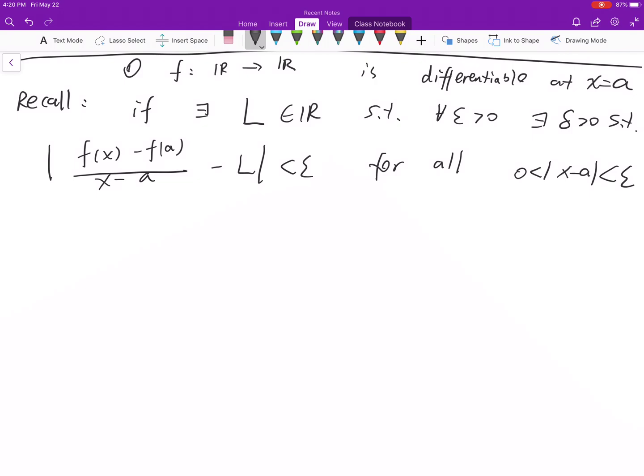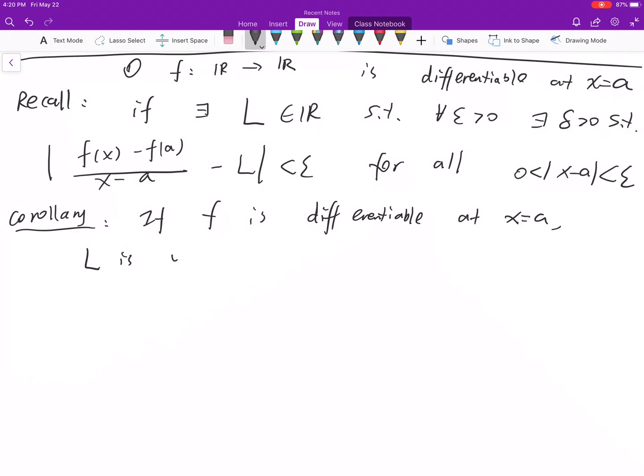And so a corollary is, if f is differentiable at x equals a, L is unique, and therefore we make the following notation: f prime of a equals L. The derivative of f at a is L.